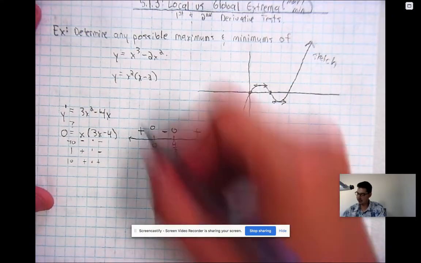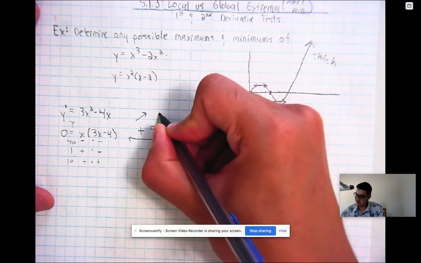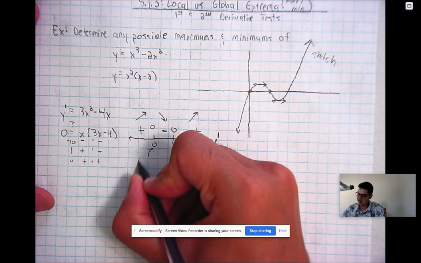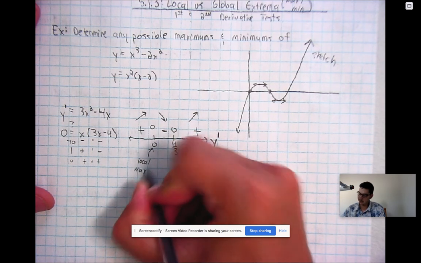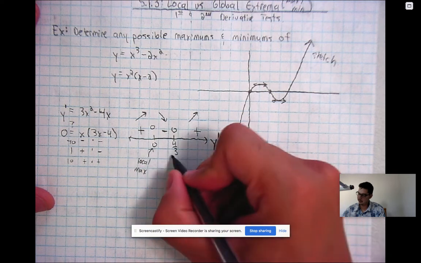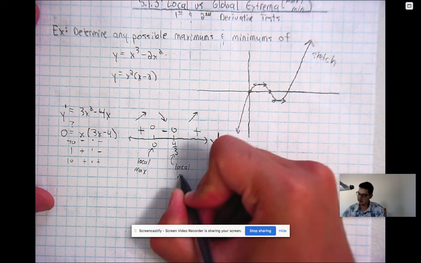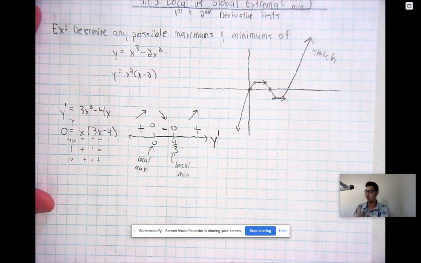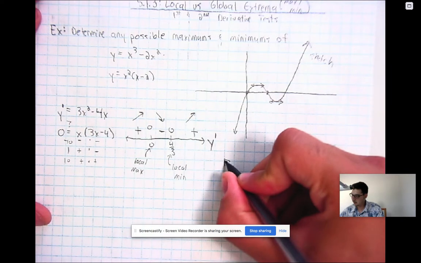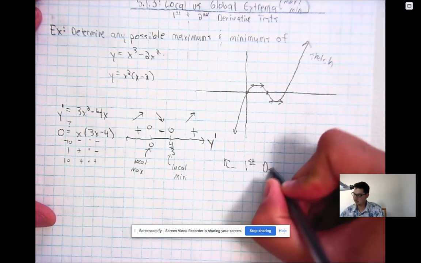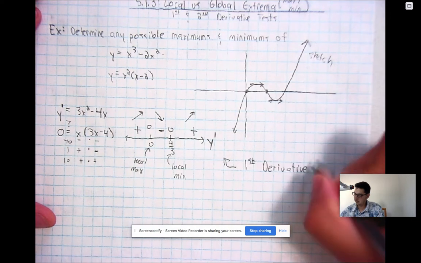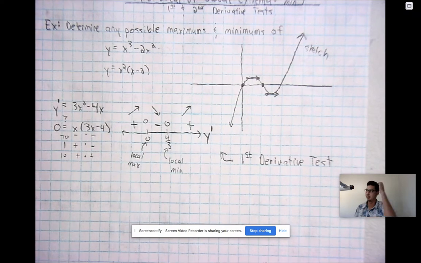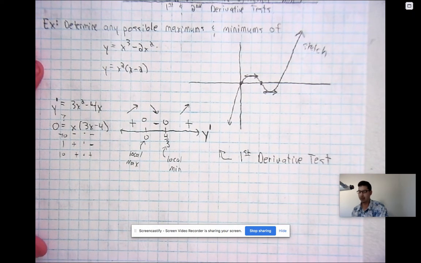So what I can see here, from what we've done before, is we can say, okay, well, 0 here is going to be a local max because it's changing from positive to negative. And 4/3 will be a local min because it's changing from negative to positive. Well, what we've done here, and what we've done all along, this is the first derivative test. Right? And that works more times than not. It just sometimes can get difficult in a way. Sometimes it doesn't always work.